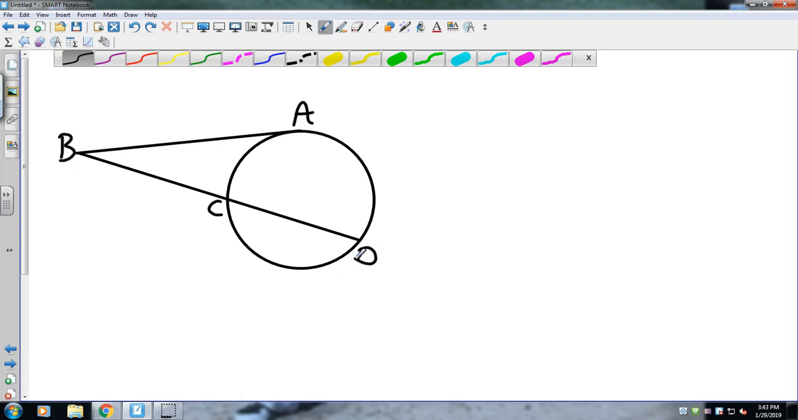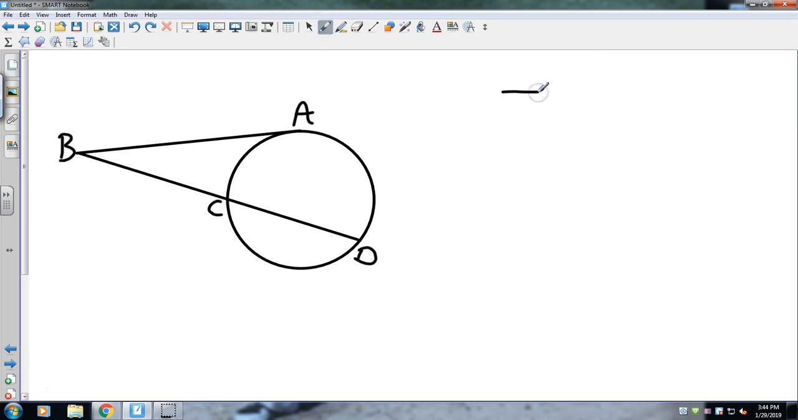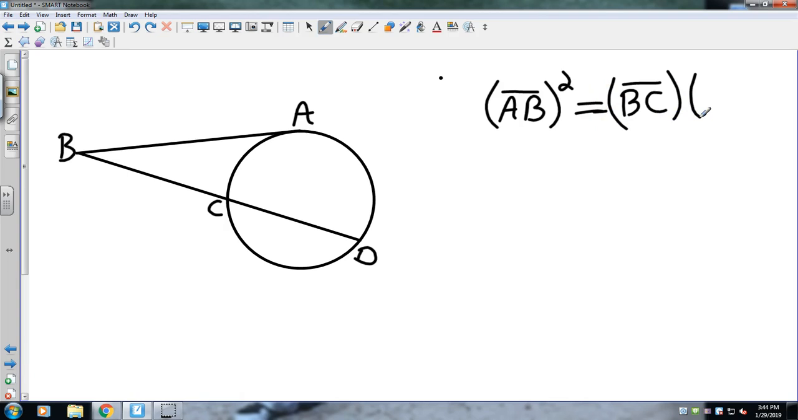And in the case of a tangent and a secant, we are going to square the tangent. So we're going to have AB squared is equal to the exterior piece times the entire piece of the secant. So again, tangent squared equals exterior piece of the secant times the entire piece of the secant.